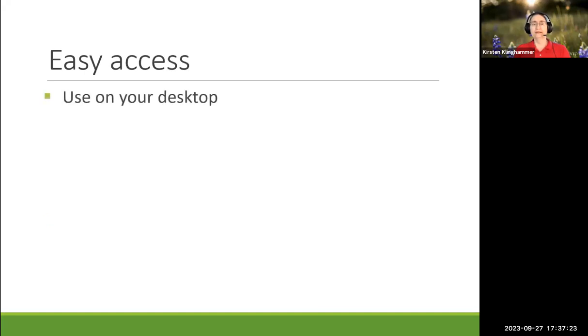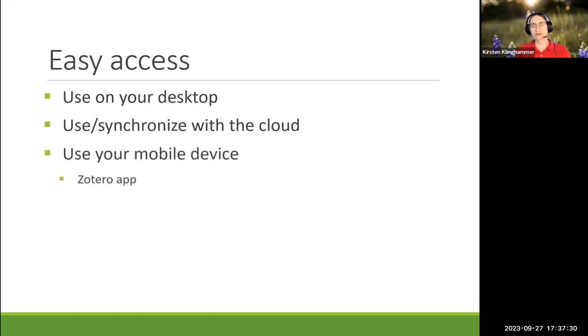Okay. Easy writing we're talking about, easy access. You can use it on your desktop. You can synchronize with the cloud. You can use your mobile device. Zotero or Papership is another app. I was going to demonstrate, except I can't get into this right now, sadly, because I hadn't logged myself in early enough. They're apps that let you get in and access your same articles that you're working with.